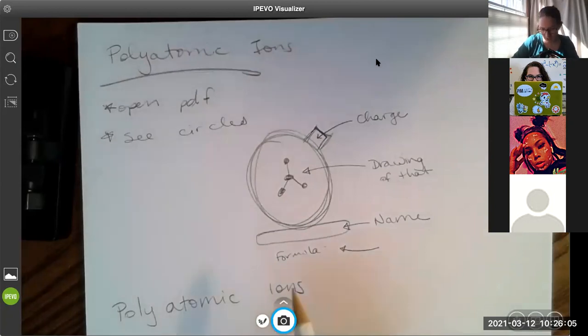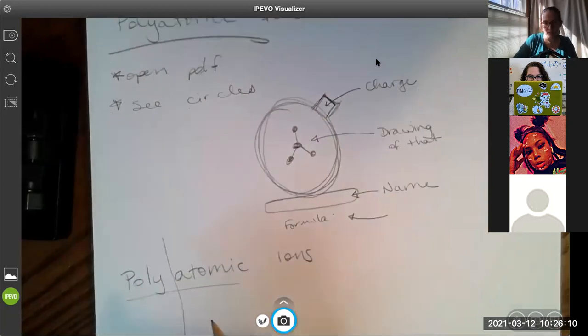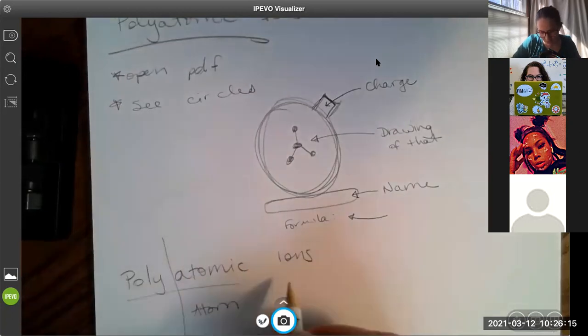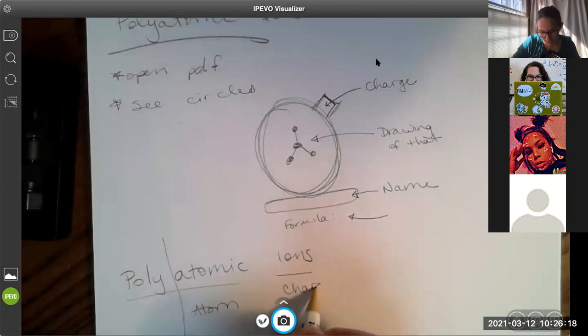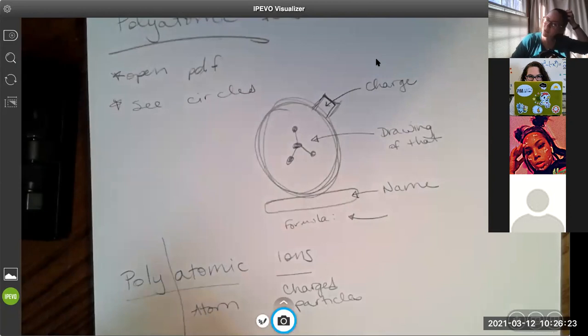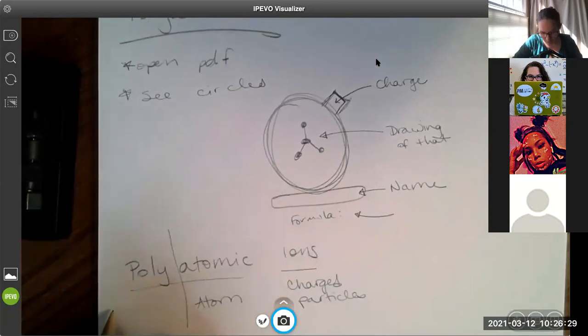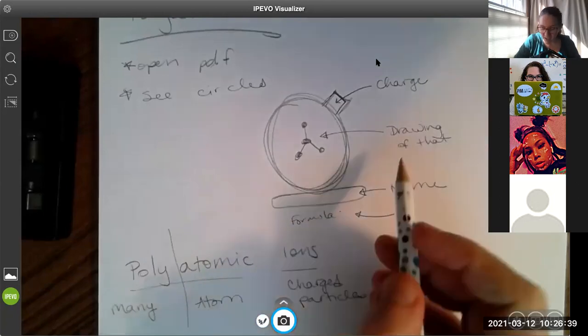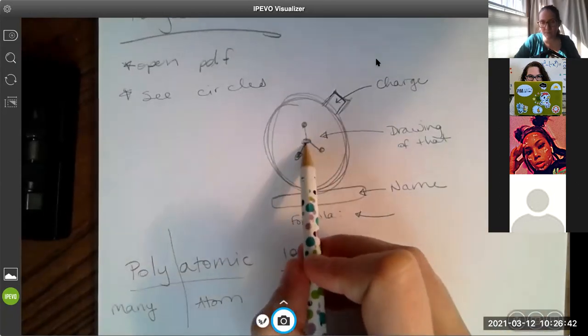But what does this even mean? Polyatomic. Well, this looks familiar. That looks like atom. They're all ions, all charged particles. And this poly word, or prefix, is like your math realm. Poly means many. So these ions, these charged particles, have many atoms. And that makes sense because in your drawings, you've got lots of atoms.